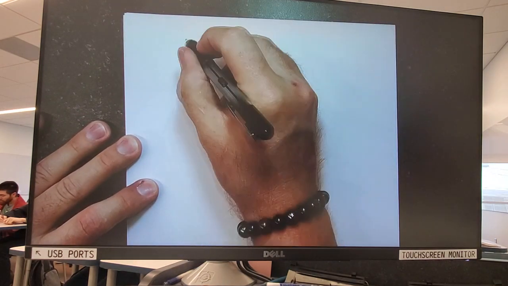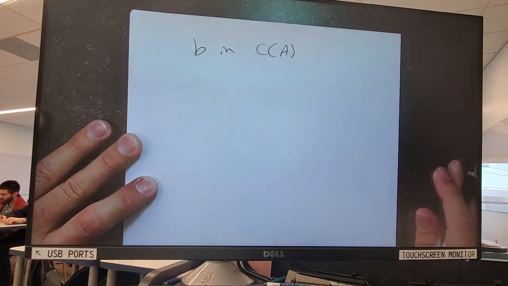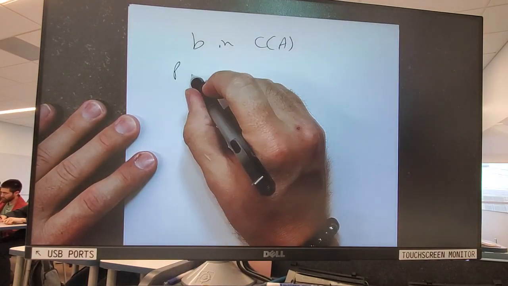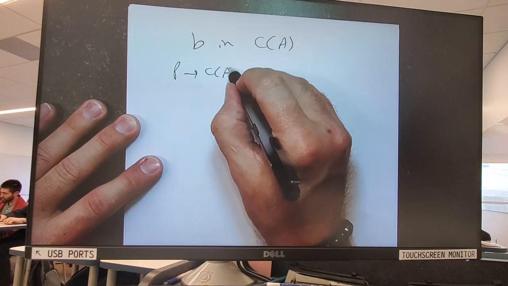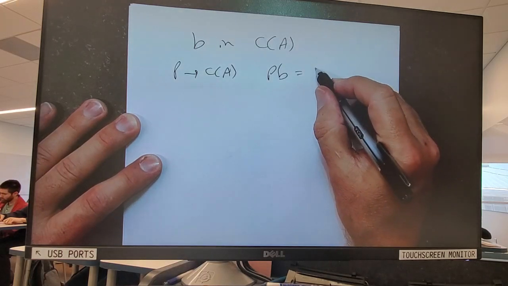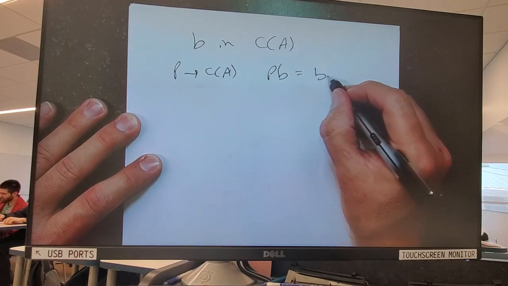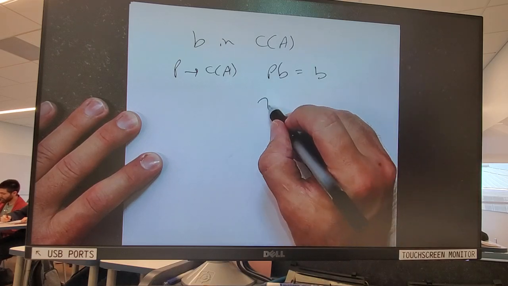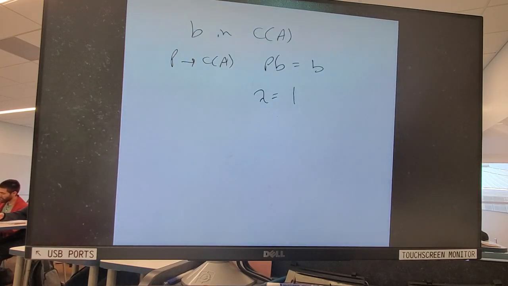All right. If I have a vector that's already in my subspace, what will the projection matrix do to it? Nothing. So if I have a vector B in the column space of A, and I've built a projection matrix P that represents the column space of A, PB would equal B. So what's lambda? 1.